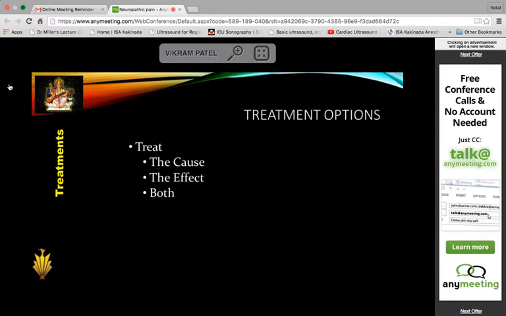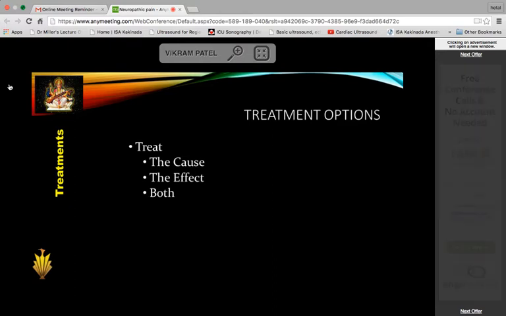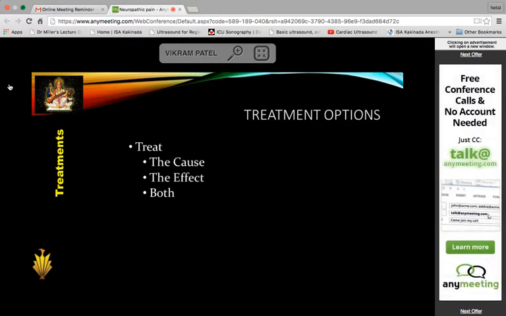Sometimes it is not possible to treat the cause because, like I said in that example of the prostatectomy patient with scar tissue, the cause, which was the scar tissue around the nerve roots of S2 and S3, was not really treatable. So we had to treat the effect, which was the inflammation of the nerve roots, and putting the corticosteroids around there was more effective. But a lot of times you can treat both.